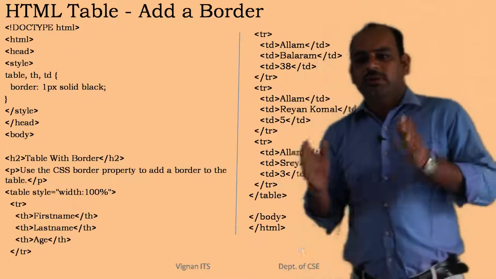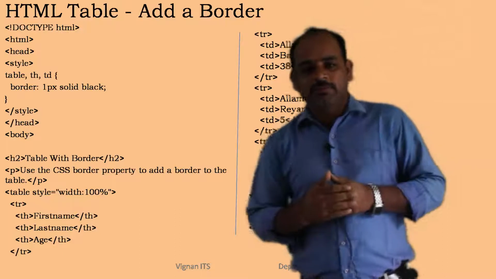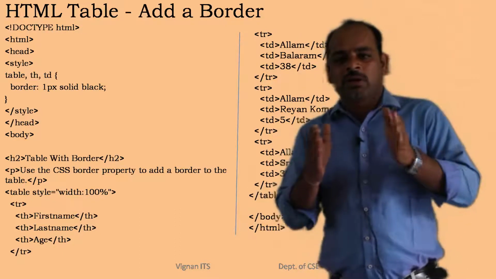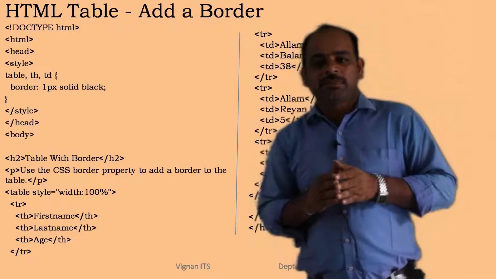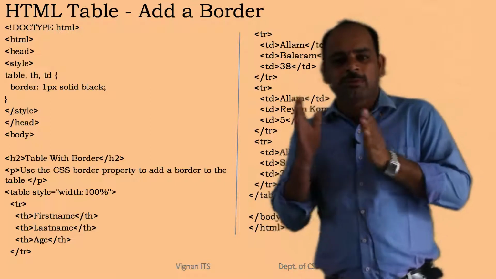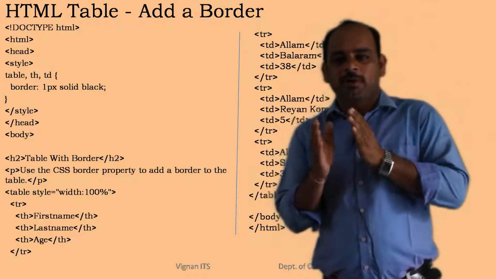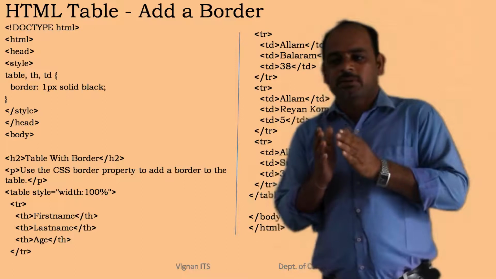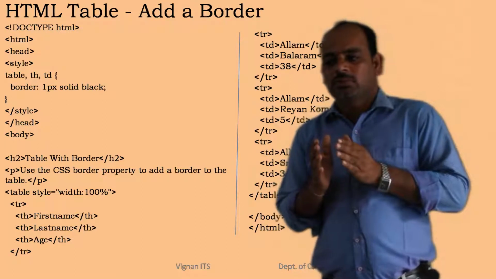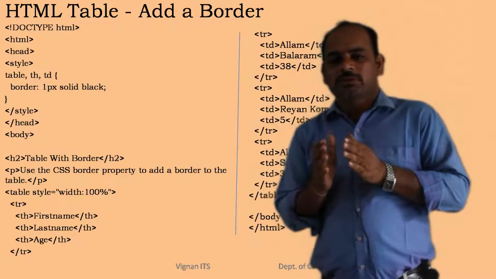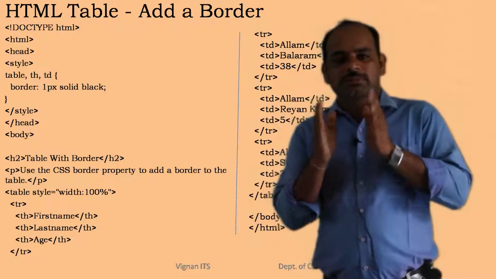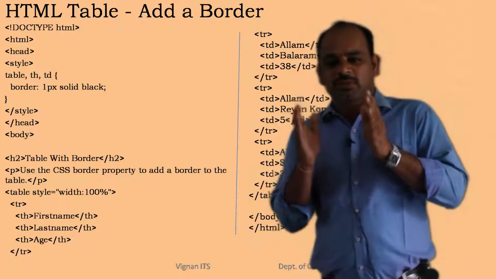So next, add borders. In the previous table we have seen there is no border here. We can also add borders to that. Simply, in order to add the borders, we can use a border property, or we can also use some CSS, right? So how to use the CSS?